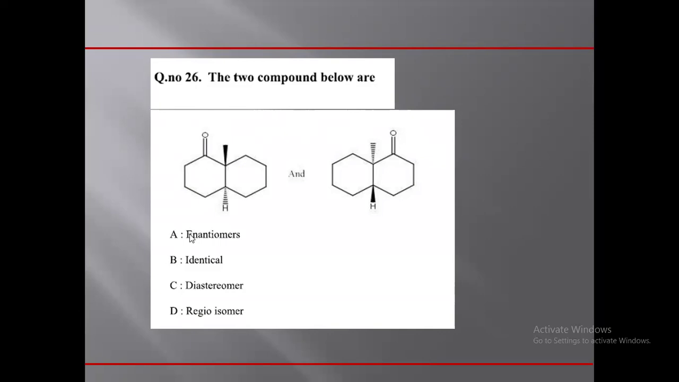B is the identical. So these two structures are identical. These two structures are not enantiomers, not diastereomers, and not regioisomers. So here you just have to see the definitions of enantiomer, diastereomer, and regioisomer. So these two structures are identical.